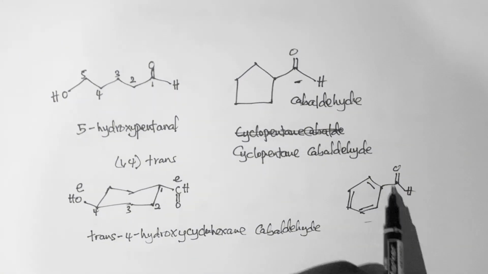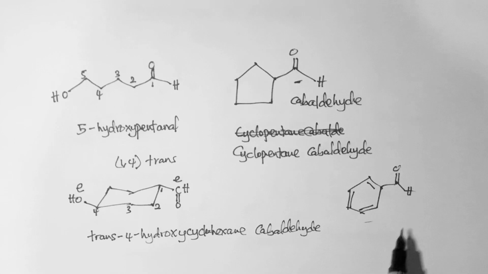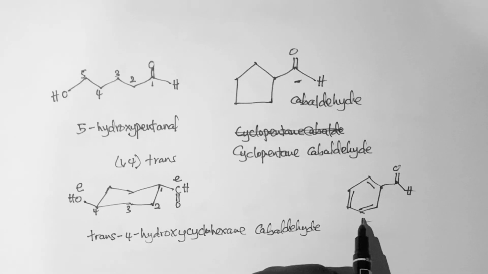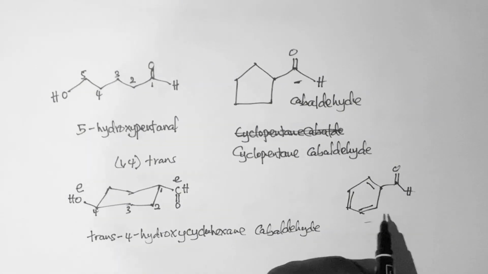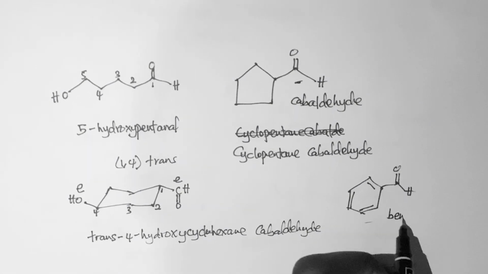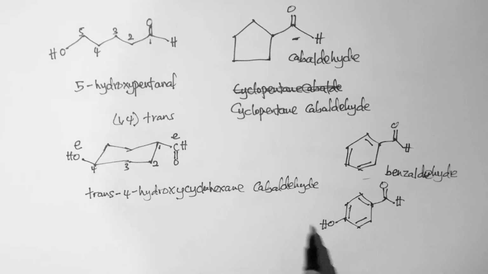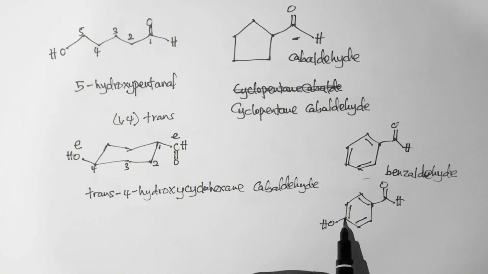So let's consider this molecule. You see that this is a benzene group attached to an aldehyde functional group. So in the previous case, we would have named this as a carbaldehyde. However, because this is a benzene, this is known as a benzaldehyde. So let's consider this molecule. How will we name this molecule? So you see that from here to here is a benzaldehyde, and then we have an OH group on carbon number 4.